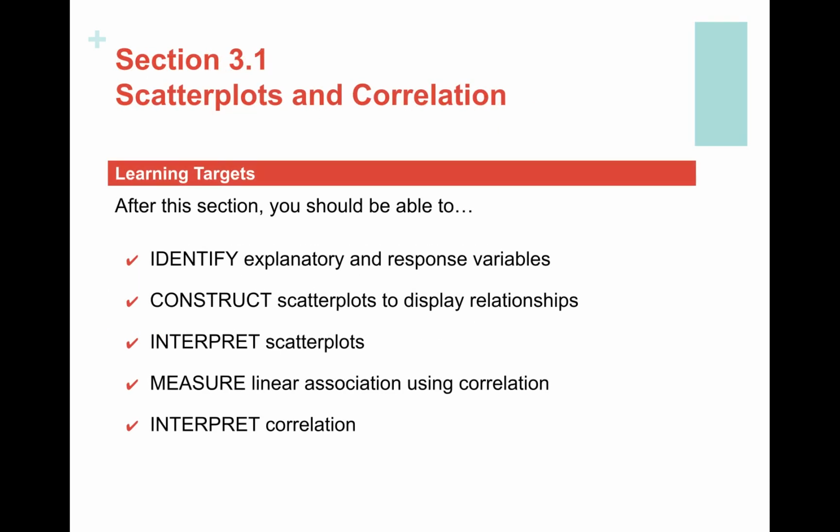So in section 3.1, our goals are to figure out how to identify explanatory and response variables, how to construct scatter plots to display the relationship between that explanatory and response variable, how to then read a scatter plot and interpret the data that we see, how to measure the linear association using what's called Pearson's r, or the correlation, and then also how to interpret what that correlation is telling us in the context of whatever real life situation we're in.